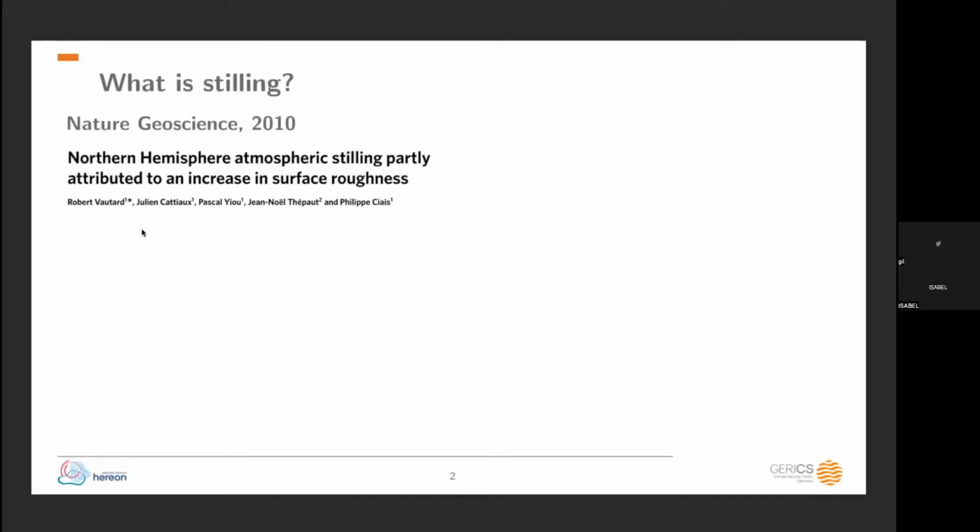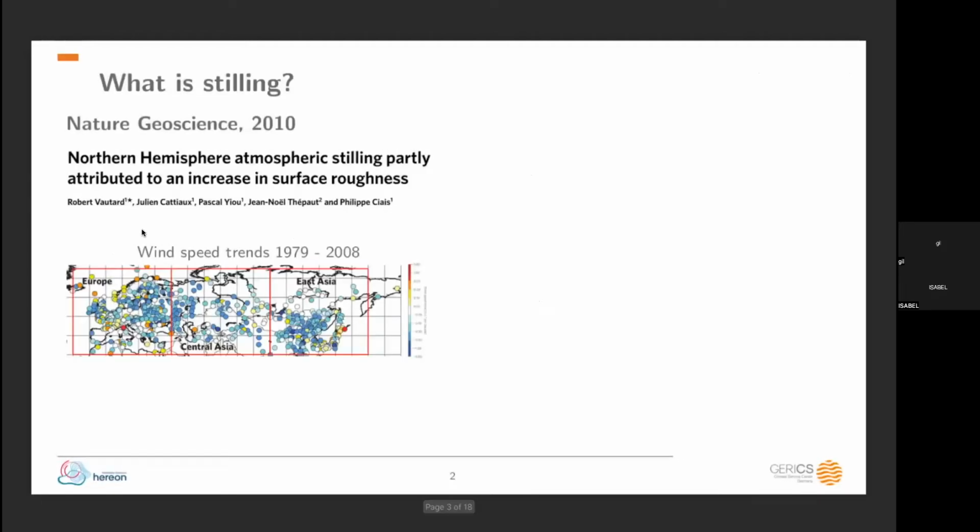So what is stilling? In 2010, a group of researchers published an alarming paper in Nature Geoscience, finding that in a majority of weather stations in the Northern Hemisphere, wind speeds have been declining from 1980 to 2010, approximately. So what you see in this figure is every blue dot is a significant reduction in wind speeds between 1980 and 2008. And those researchers concluded that if these trends continue, it's obviously really bad for wind power generation.